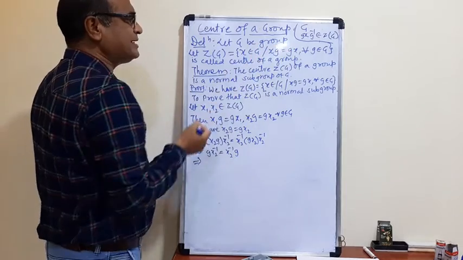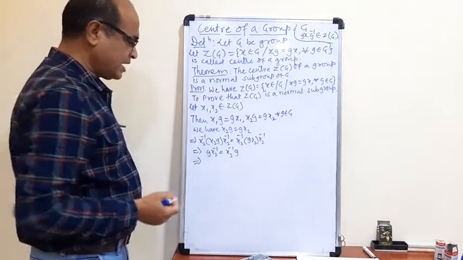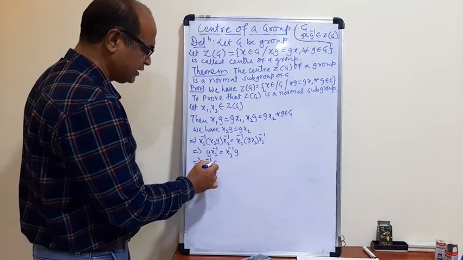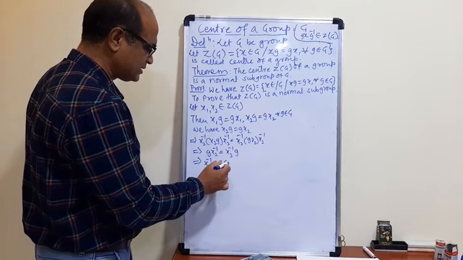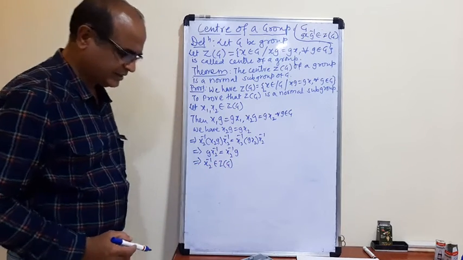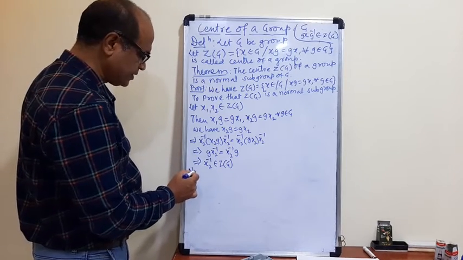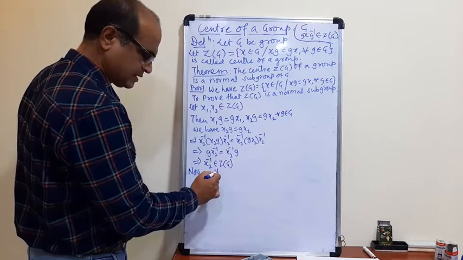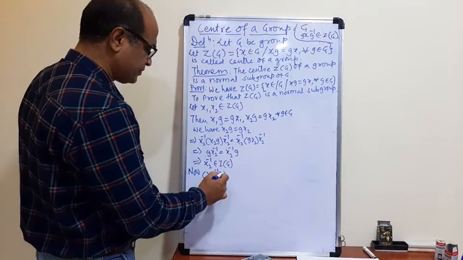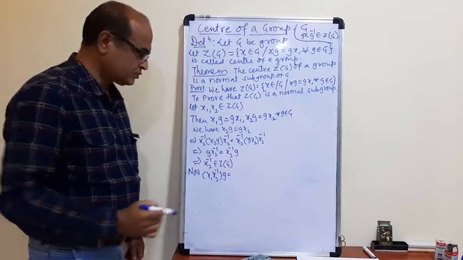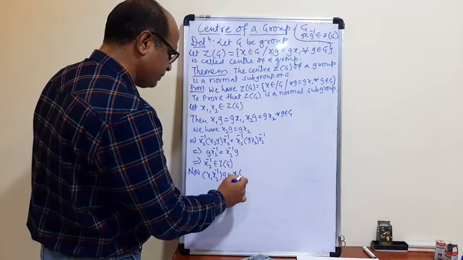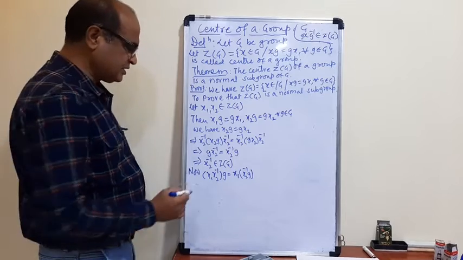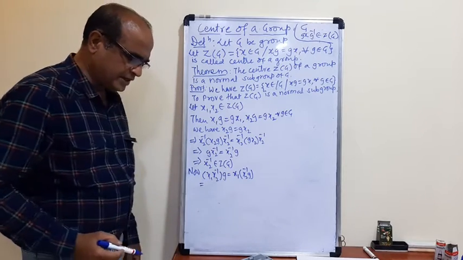If xg is equal to gx, then x is an element of the center of G. Therefore, similarly, x2 inverse is an element of the center of G, Z(G). Now x1 x2 inverse into g is equal to x1 by associative property, x2 inverse into g.